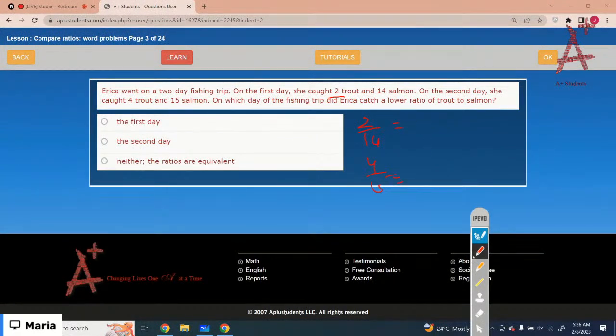Just divide them and write the answer in fractional form. So 2 over 14 is 0.14. When you multiply it by 100, it would be 14. Then you have 4 over 15, it is 0.26, and when you multiply by 100, it will be 26. So which one is lower? The first one, A. Got it? The first one has the lower ratio of trout to salmon. So that would be the first A. Got it?